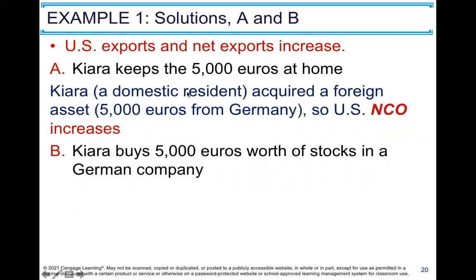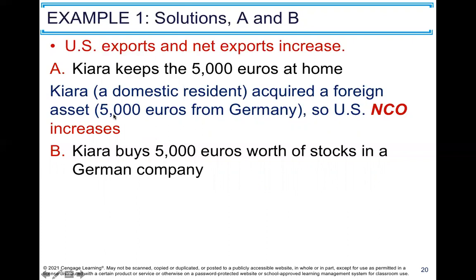Well, that means that NCO increases because now we have 5,000 euros in the US. She kept them at home. That means that we have an asset, right? Which is 5,000 euros from Germany, and that we essentially bought from Germany and now is on American soil. So that means that net capital outflow increases here because we've just received some capital from Germany.